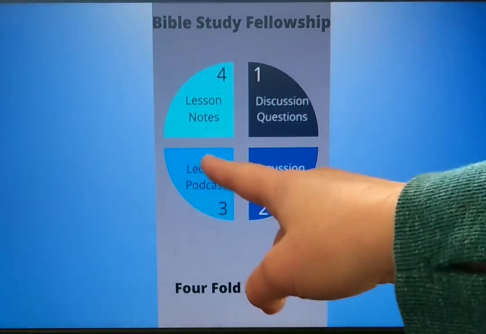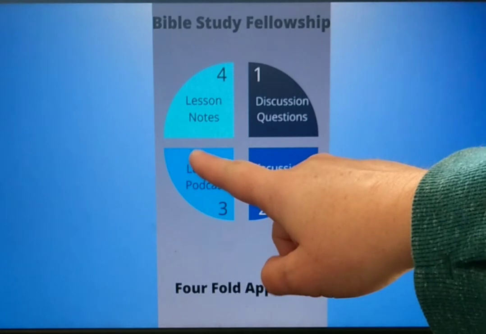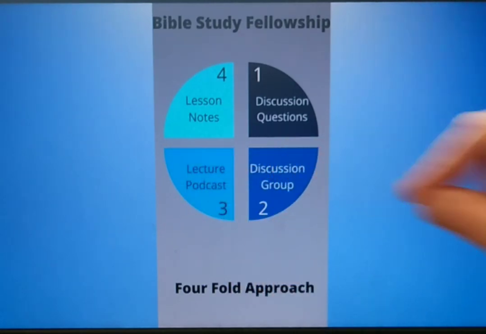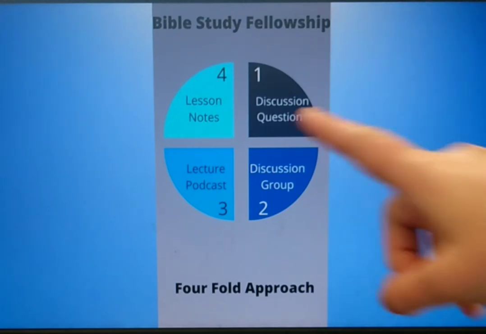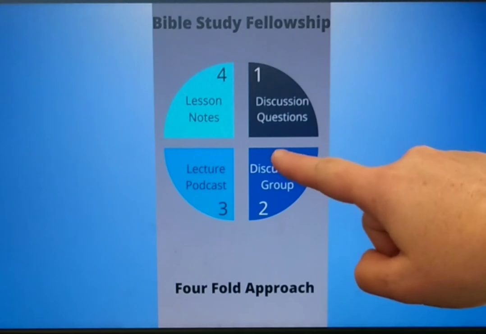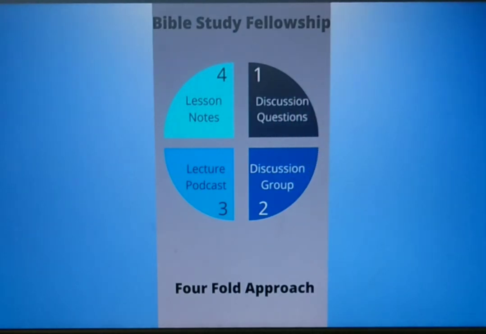The third part of the fourfold approach is listening to the lecture podcast that corresponds with the lesson that you just discussed with your group. The fourth part of the fourfold approach is reading the notes that also correspond with the lesson that you just discussed with your group. Let's see how this works.